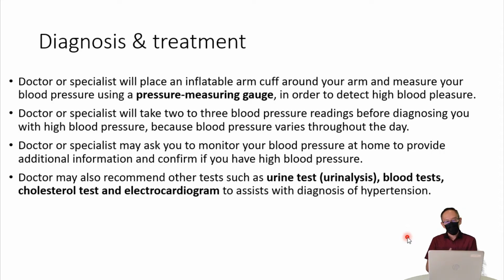Sometimes we may have to take 2 or 3 measurements and get the average before we decide on the level of blood pressure, especially at the beginning stage of diagnosing whether a person has high blood pressure. Sometimes we may ask the patient to check the blood pressure at home, record it, and look at whether the reading at home is better compared to when they come to the clinic. Because we have to be aware of a phenomenon called white coat hypertension. Even though nowadays we don't wear white coats anymore, the term still remains.